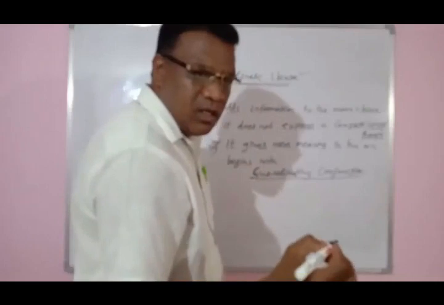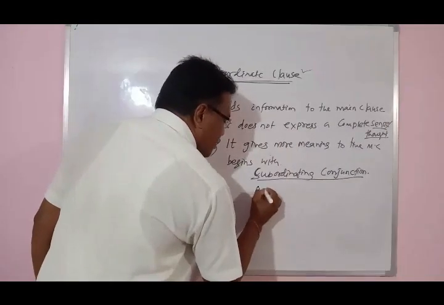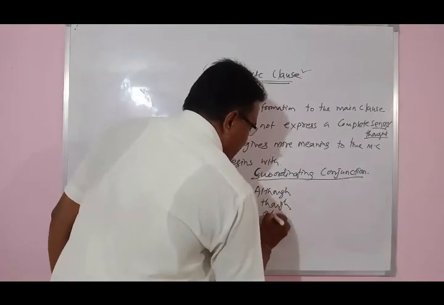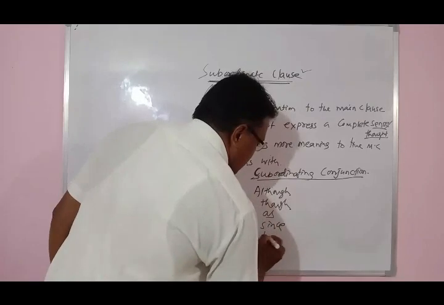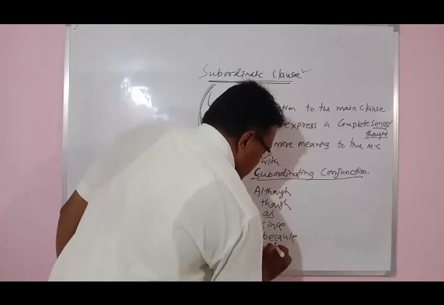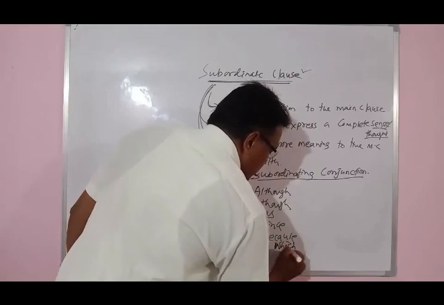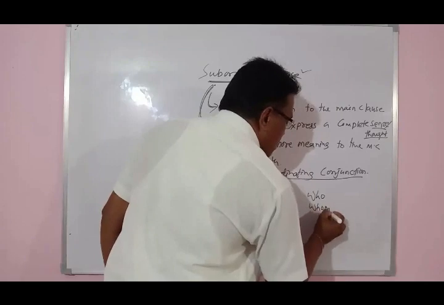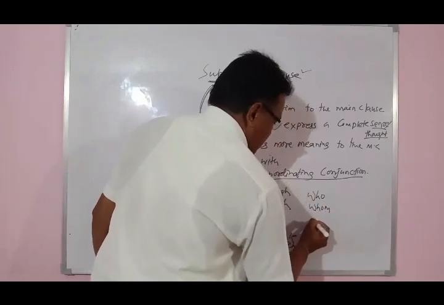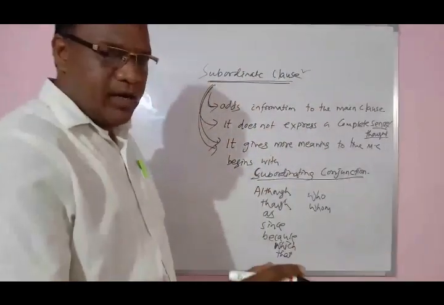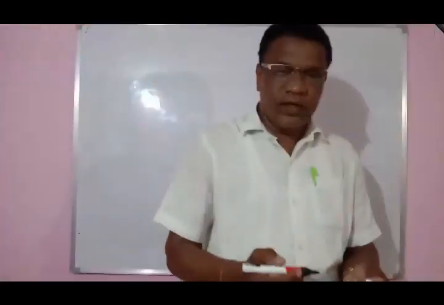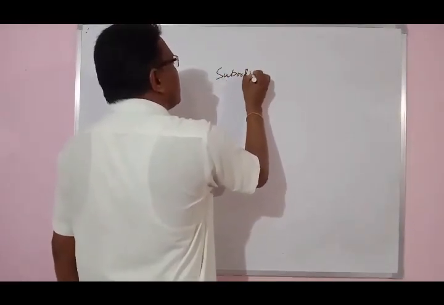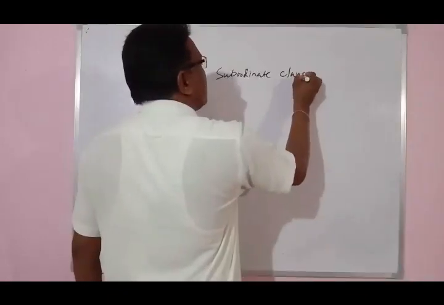See, some of the subordinating conjunctions are although, though, as, since, because, which, that, who, whom, etc. And we shall discuss later. So students, subordinate clause.